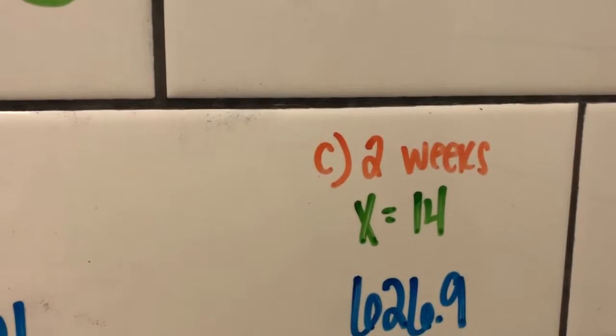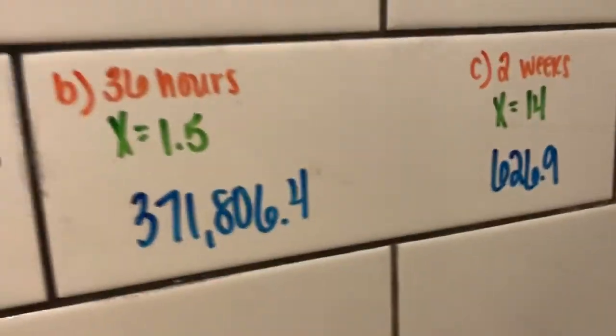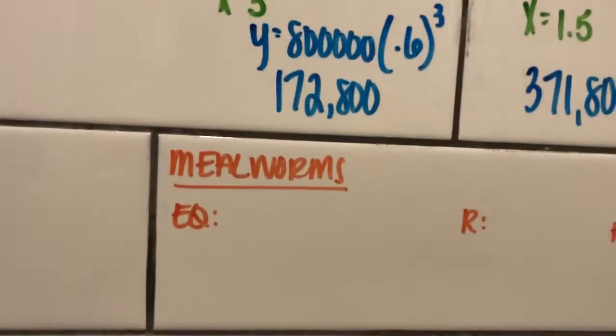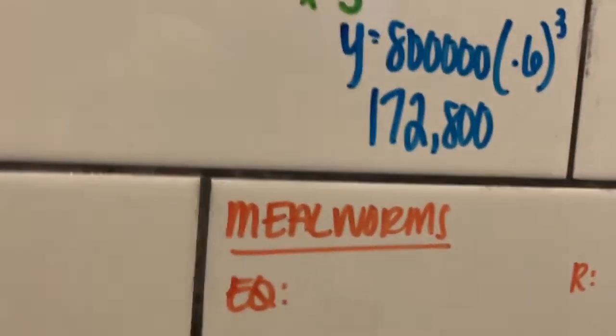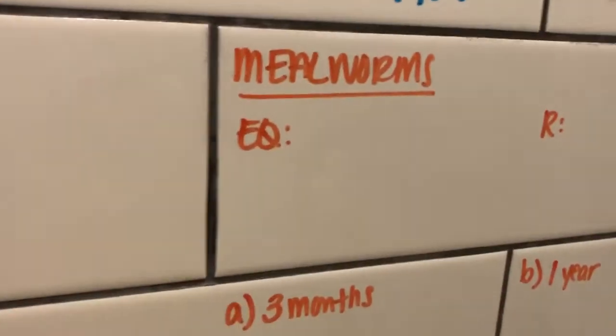And we have one more problem just to practice writing it out, and we'll go through 3 different time scenarios down here. Now we have mealworms. I remember doing that when I was a kid. Hopefully you guys got to do that in grade school too.